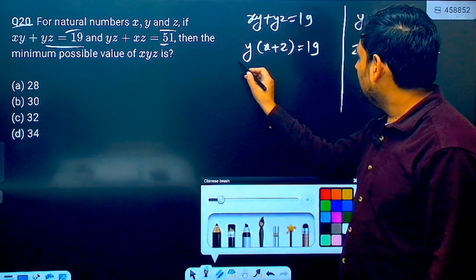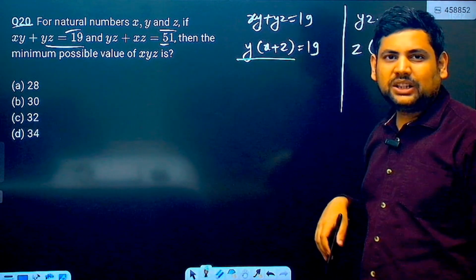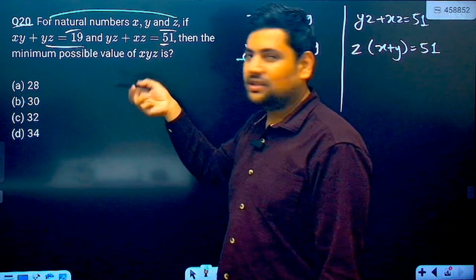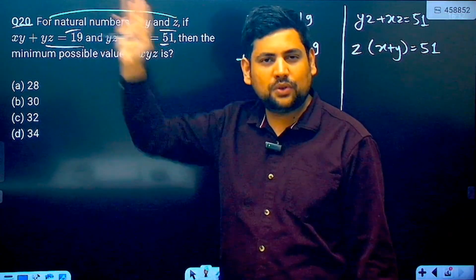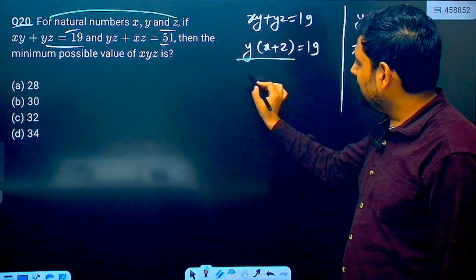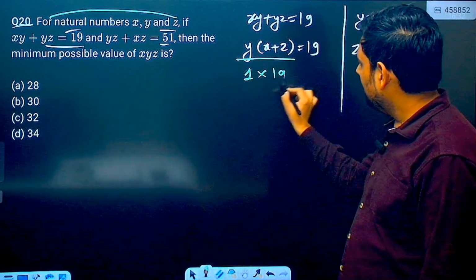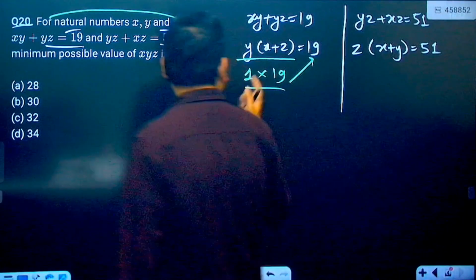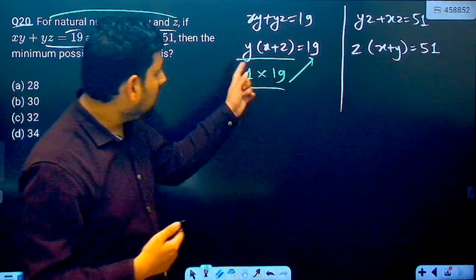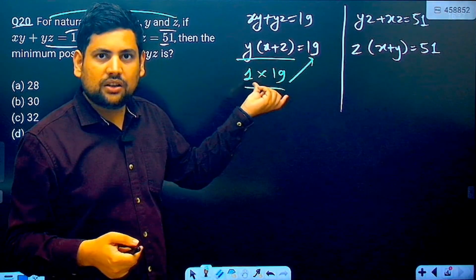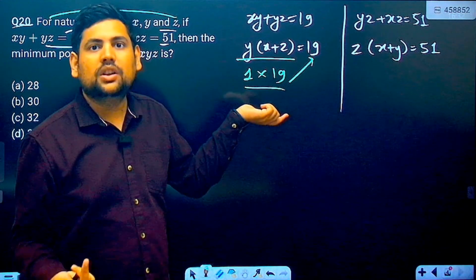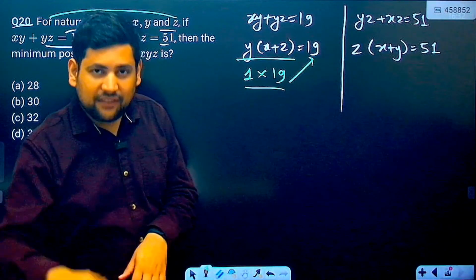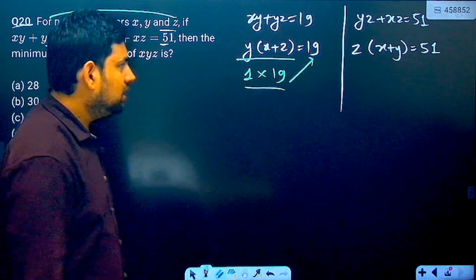See this. Now, how can you get to 19 by multiplication of two numbers, which are natural numbers? Correct. Now, isn't this the only possibility? Because 19 is a prime number. So 1 into 19 gives you 19. Now, can this 19 be here? No. Why not? Because then x plus z is equals to 1. Is that possible for two natural numbers? No. The smallest natural number is 1. So 1 plus 1 is 2. So it can never be 1. This is the only possibility.